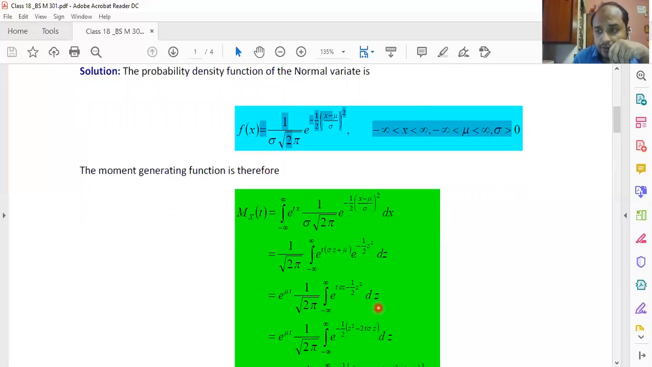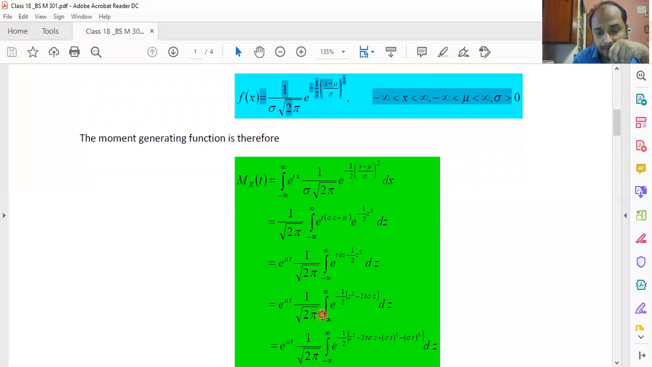Now I have to do a little bit of mathematics here. So I'm keeping this term the same, e to the power mu t, multiplied by 1 upon root over 2 pi, integration from minus infinity to plus infinity. I am now making an adjustment, which is kind of a mathematical trick. What I am doing is taking minus half outside the summation sign.